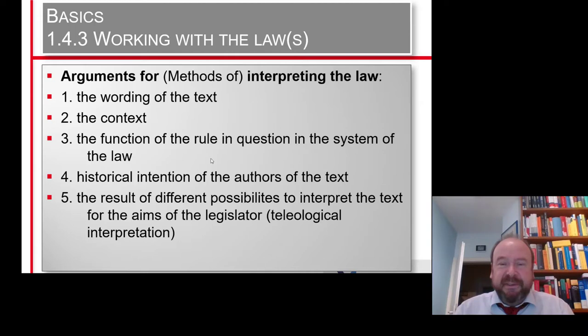Because interpreting a law constitutes nothing else than finding out what the law wants to say. So the question is legitimate if you want to find out what some law wants to say: what did the legislator have in mind?